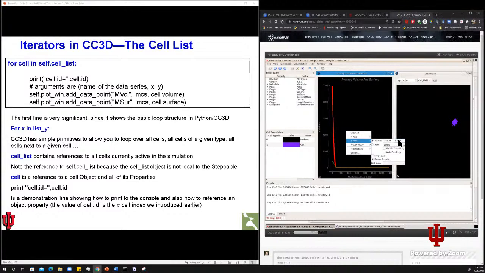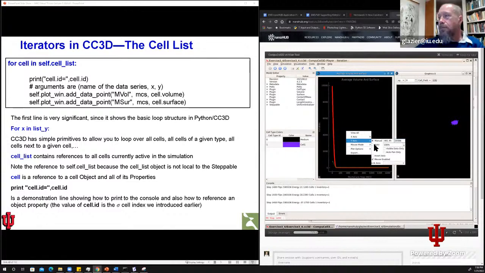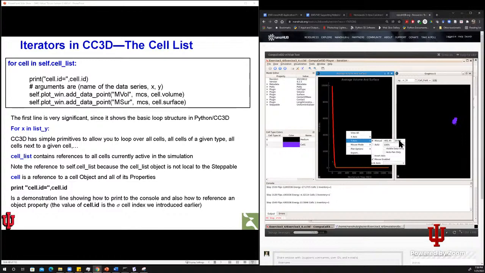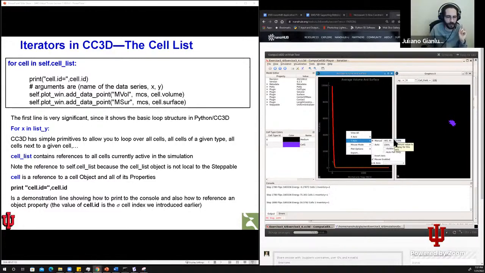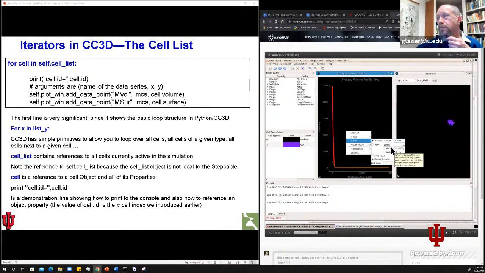I had a couple of questions. Okay. First, what version of Python does CompuCell use? Do you know? 3.7, isn't it? No. The one in NanoHub, I think, is 3.6. The most recent CompuCell is 3.7. Okay.